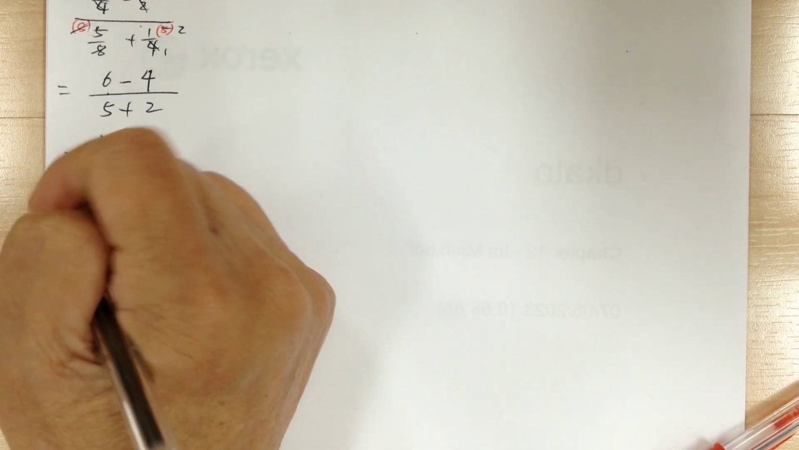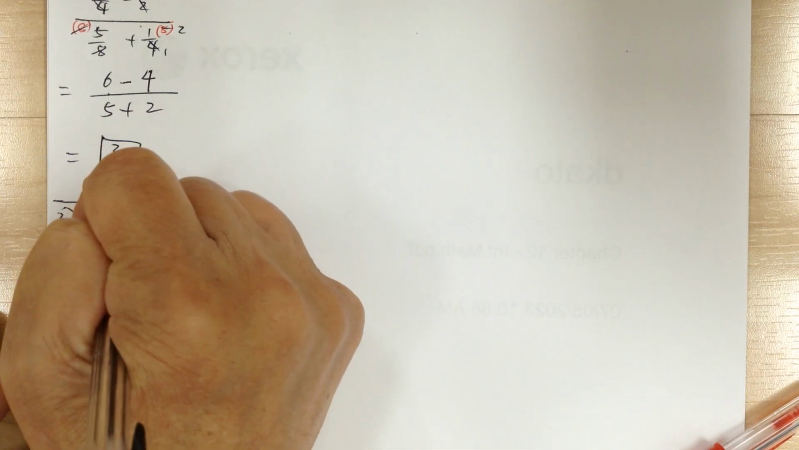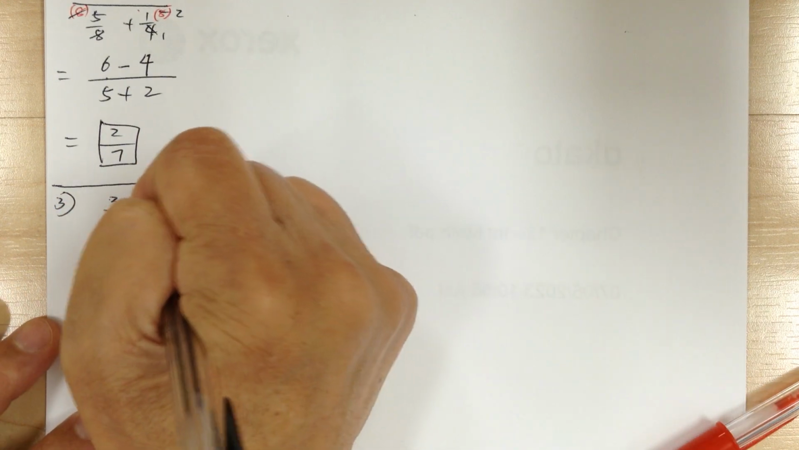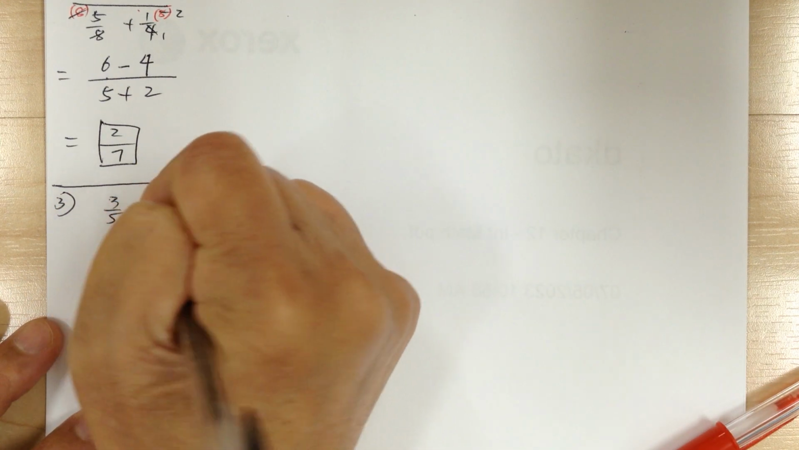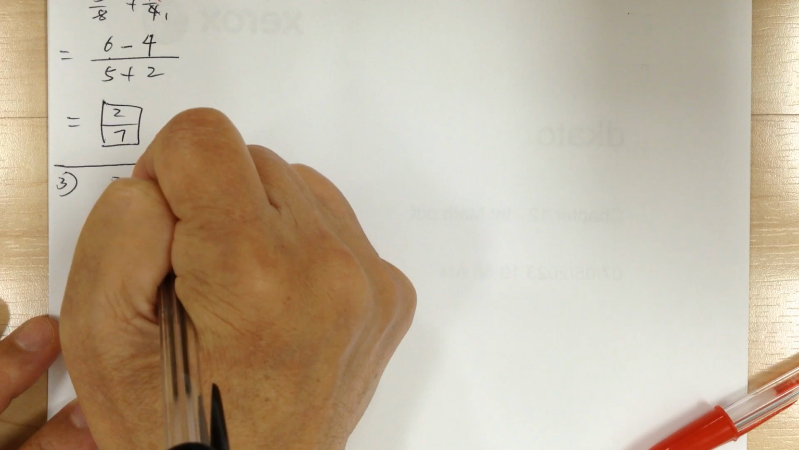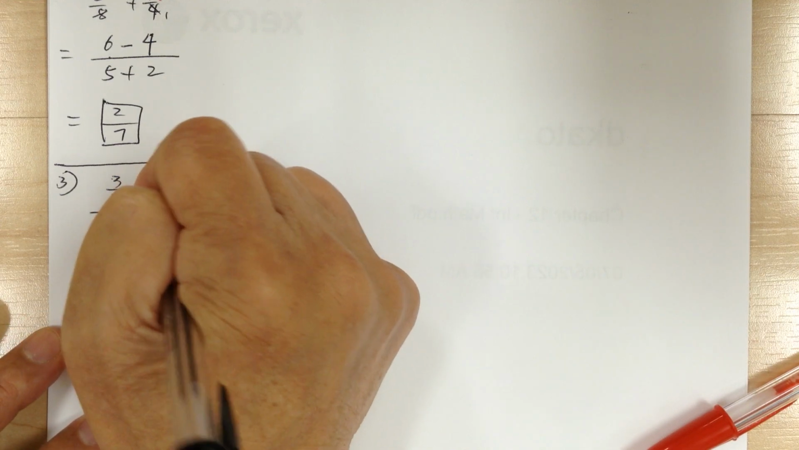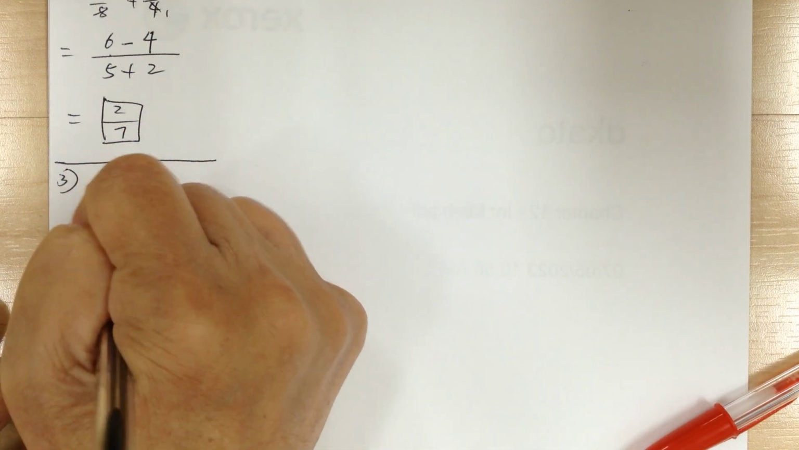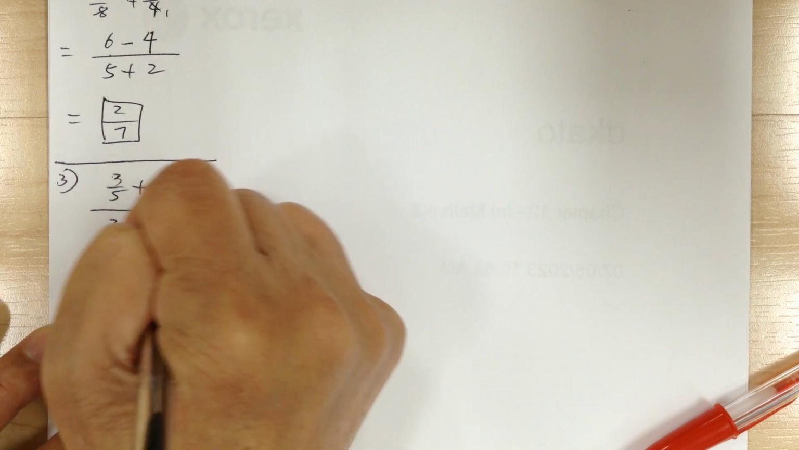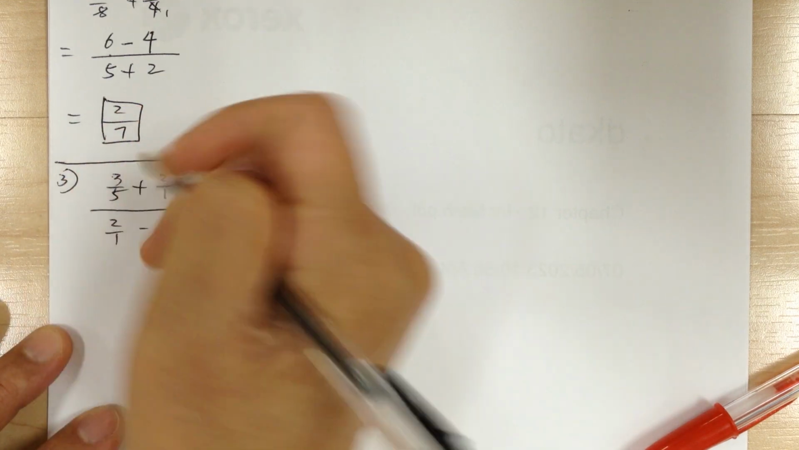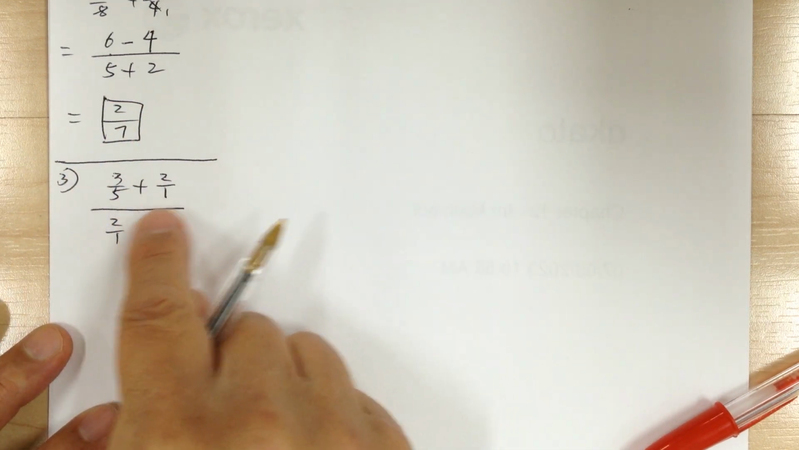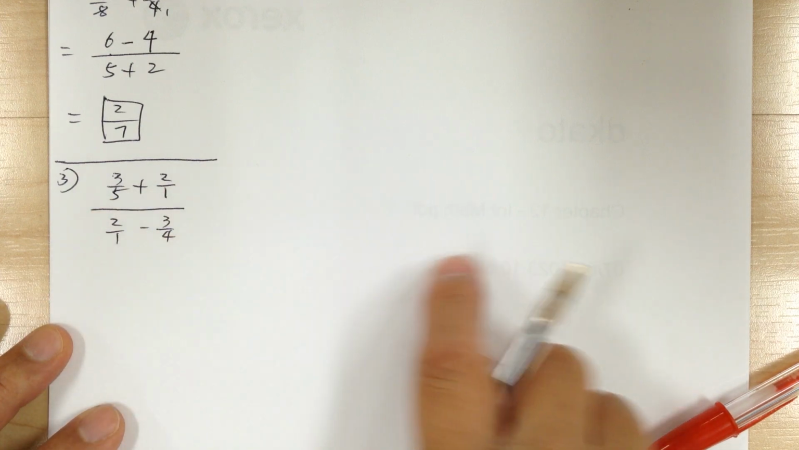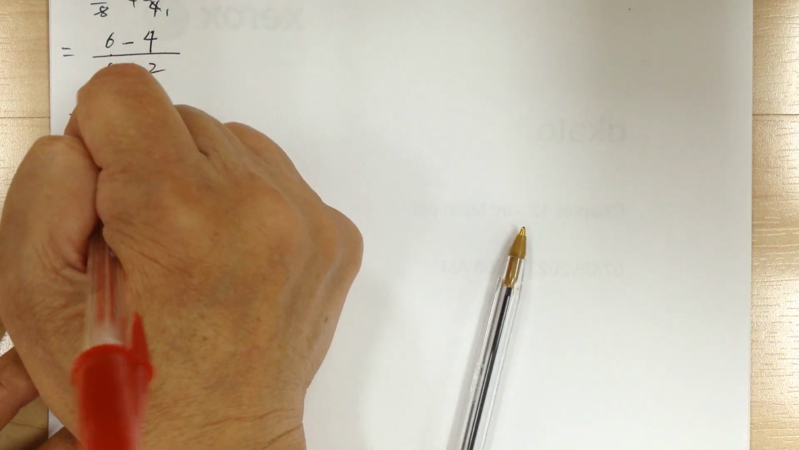Okay, next one. You got 3 over 5 plus 2. Now with the plus 2, what you want to do is make everything into a fraction, right? So instead of writing 2, you write 2 over 1. Okay, and this one again, write 2 over 1 minus 3 over 4. Okay, so right now your common denominator would be 5, 1, 1, 4, so it would be 20. Okay, so you need to multiply by 20.